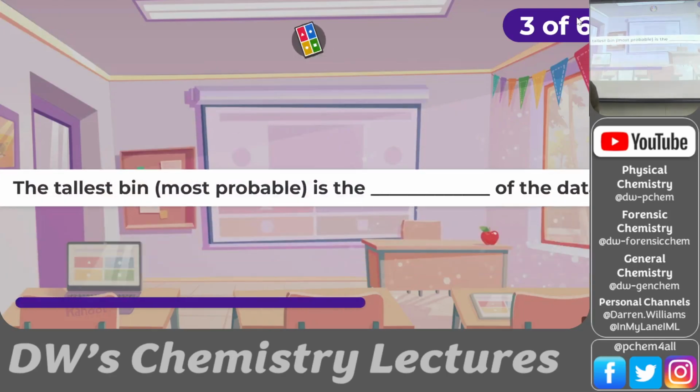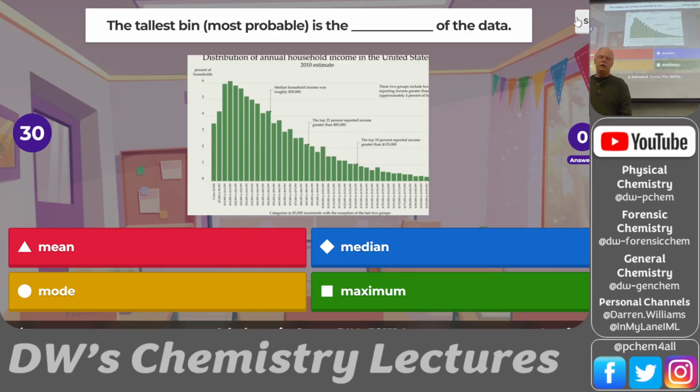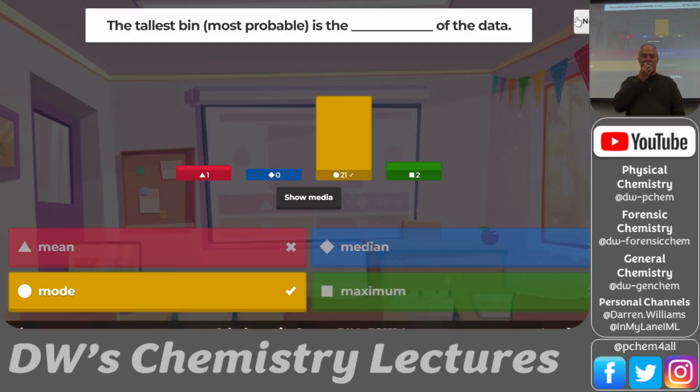The tallest bin, most probable, is the blank, the data. I made this real fast this morning, so I hope I didn't like copy paste error and give you the wrong answer. I'm looking at this and I'm doubting. Oh, good. Yeah, it's the mode. Oh, so close. Yeah.